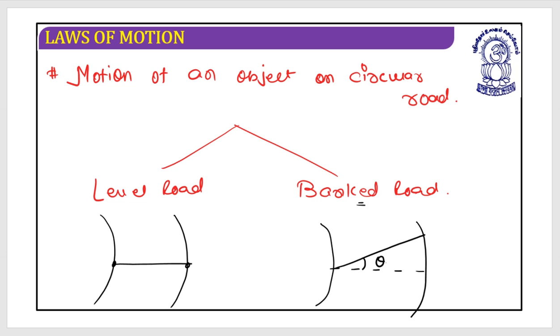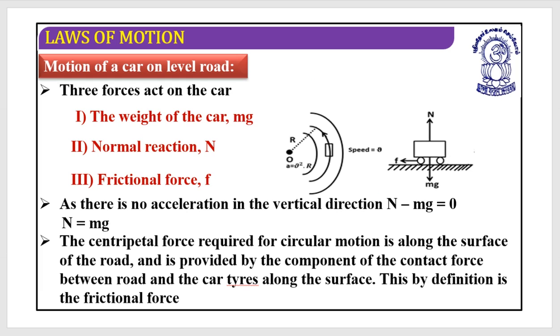So let's have a look. Let's begin with the level road. First we are going to discuss the motion of a car on a level road. Let's suppose this is the car and this is the level road. I have directly shown this segment only. This car has mass m, that means the weight is mg, the normal force is acting, it's N, and the friction would be acting in the inward direction.